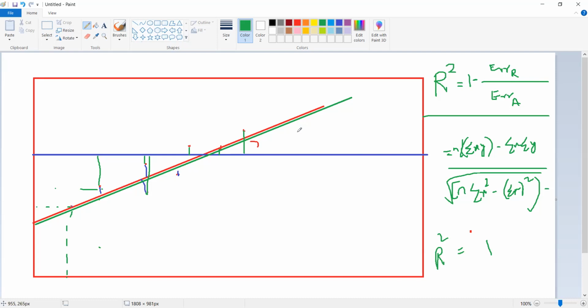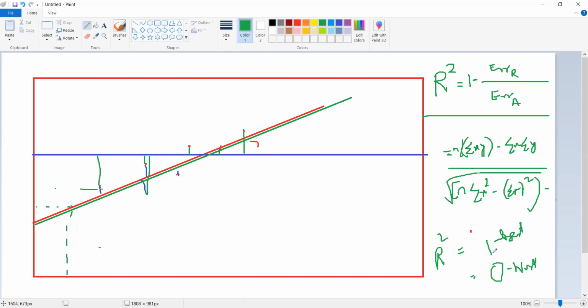Practically, the lowest value is when your average line is the same as the regression line. Your regression line falls on the average line. So the error on the numerator and denominator will be the same. So it is 1, and 1 minus 1 is 0. So the minimum value that R square can take is 0. This is called the worst model, and this is the best possible model. You can't have a model better than 1, and you can't have a model lower than 0.